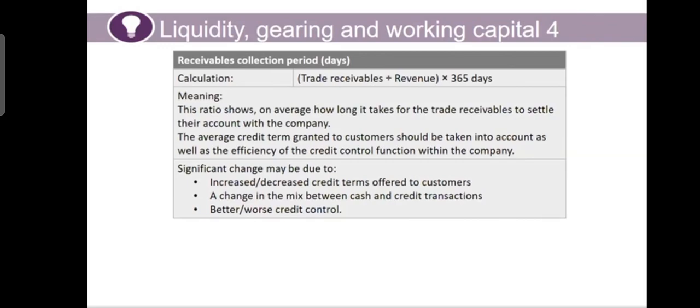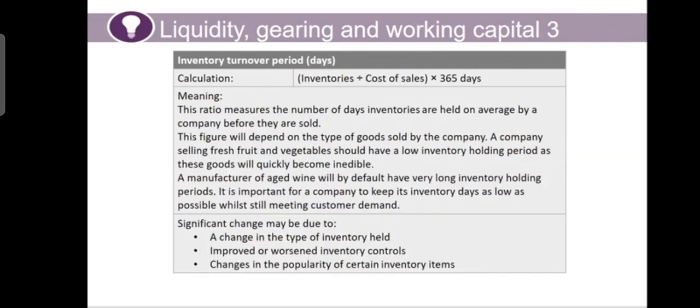By the way, in the inventory turnover period, a significant change may be due to a change in the type of inventory held. For example, your inventory days are increasing, before 20, now 25. Maybe you are adding some slow moving inventories in your business, those inventories which are sold a little bit late. Or maybe improved or worsened inventory control. Your inventory control is not good, you are ordering more than what you need, so they remain in your stock. And changes in the popularity of certain inventory items.